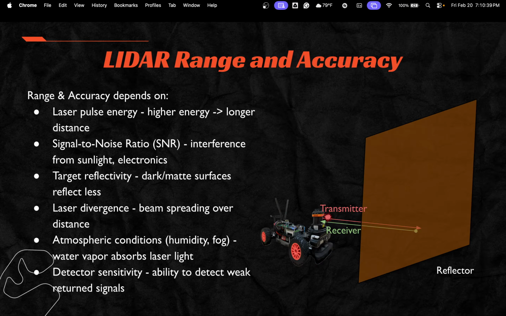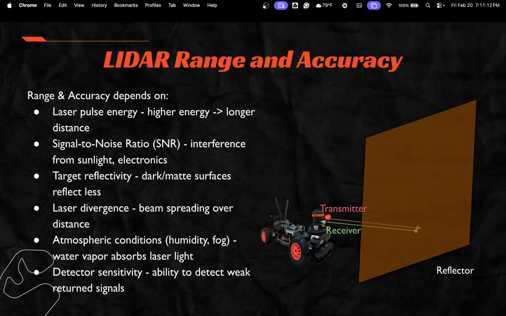So, of course, these are things regarding range and accuracy. LiDAR is one of the most accurate sensors when it comes to finding the distance of something. However, it's not perfect, obviously. It all depends on a bunch of other things, like how far away it is, because after a certain distance, a specific LiDAR won't work because it's made for a certain distance, and usually the higher the energy of the pulse, the further away it can get.